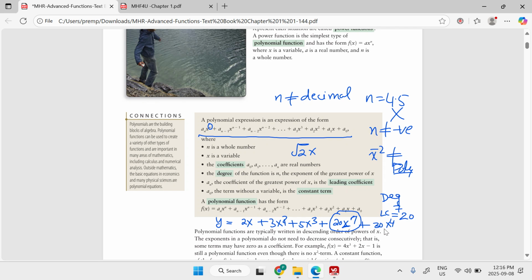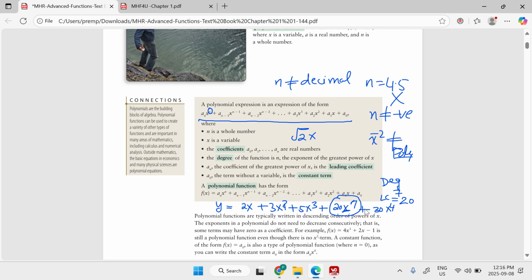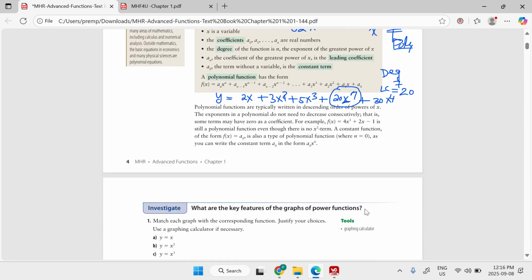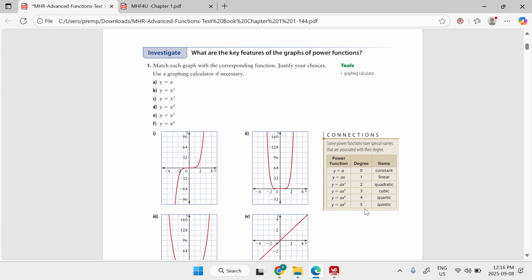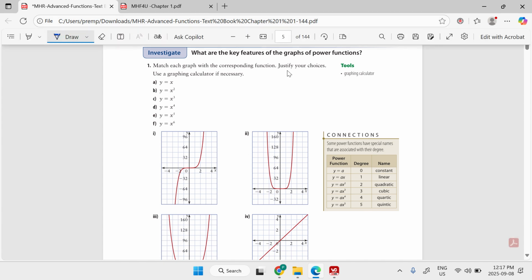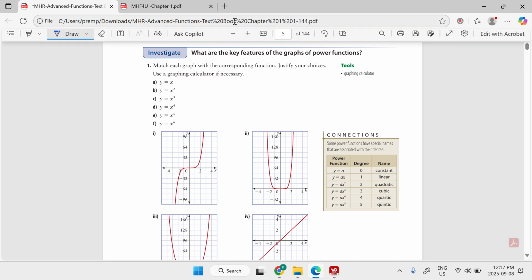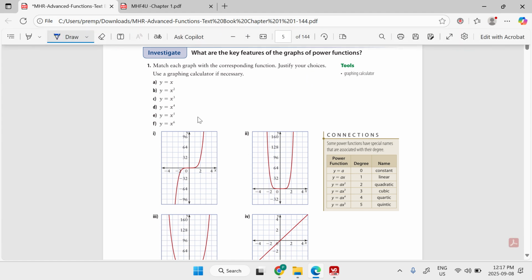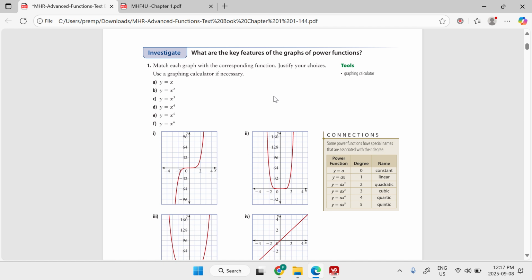Normally we don't write polynomial functions like this, but in case you see a function randomly put in this order, you have to look for the greatest power of that particular term. Okay, so go through this. Now they are saying to match each graph with the corresponding function and justify your choice. I want to tell you how we can figure out what kind of function it should look like.